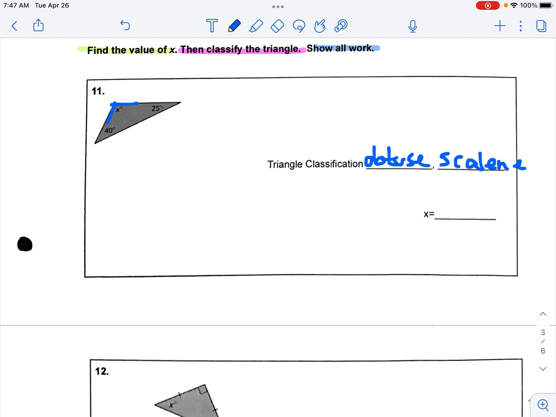Find the value of x. So the sum of the measures of all triangles is 180 degrees. So I'm going to have x plus 40 plus 25 equals 180 degrees.